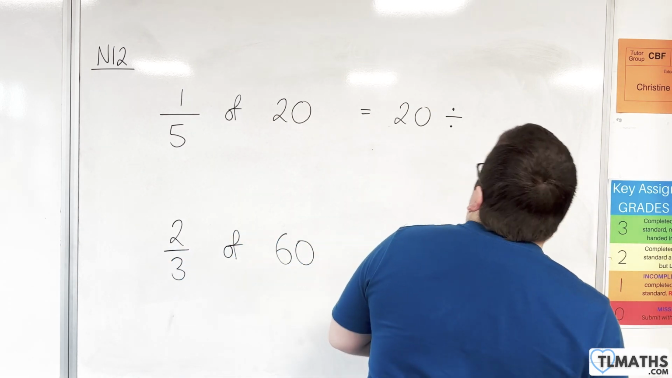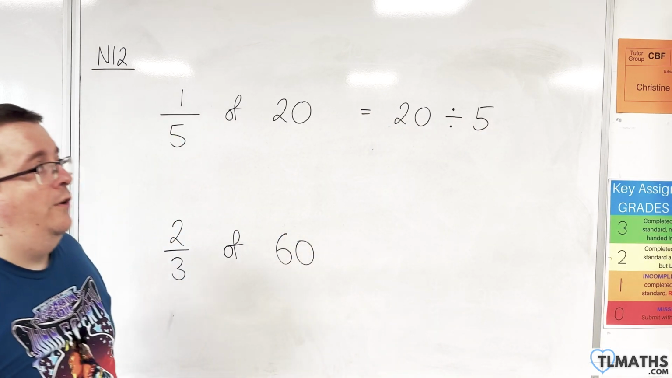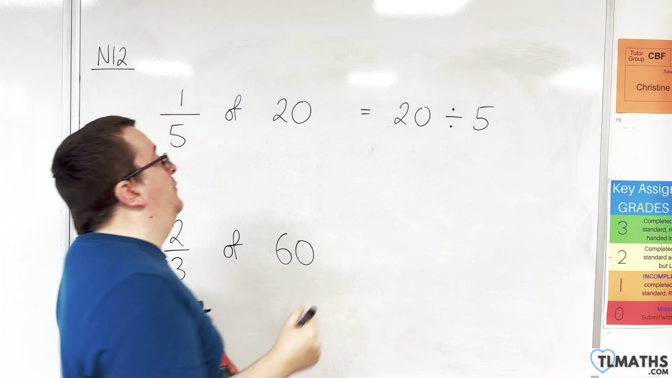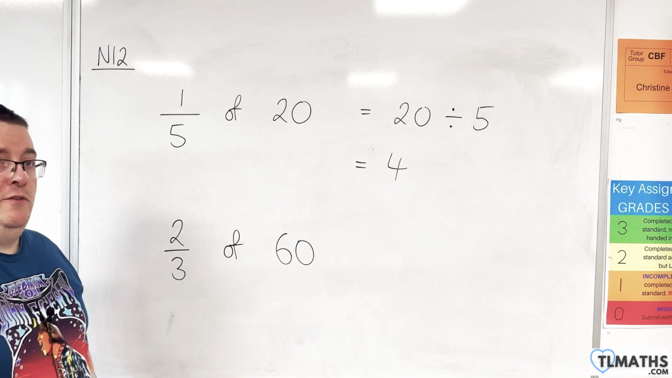So, 20 divided by 5. Well, 5 goes into 20 4 times. So 1/5 of 20 must be 4.